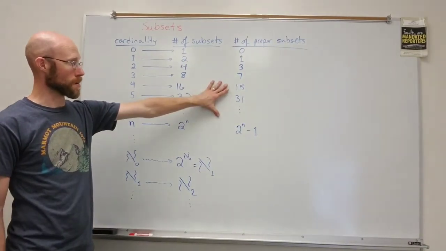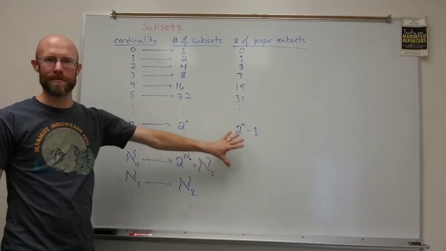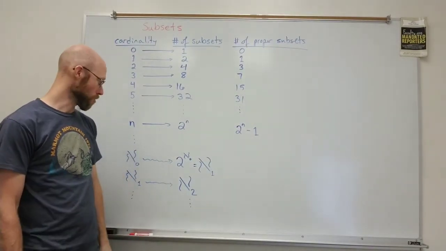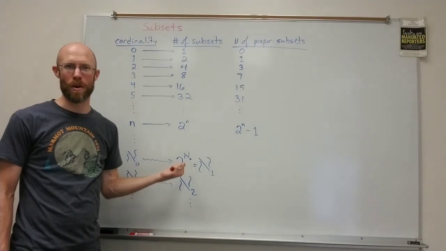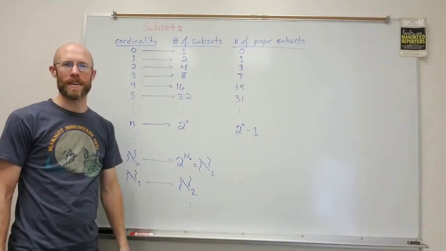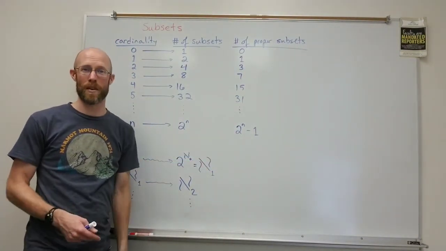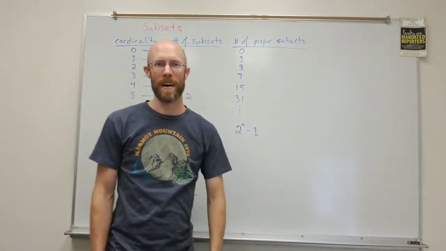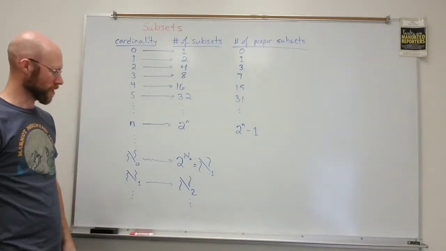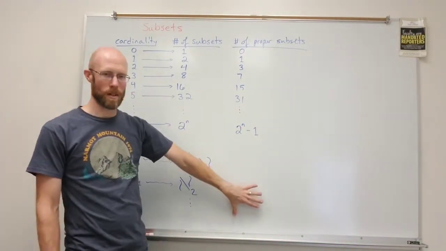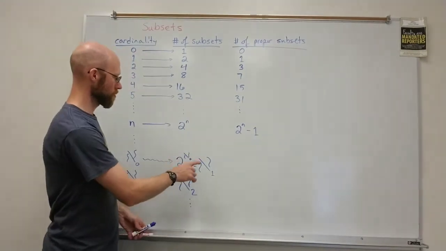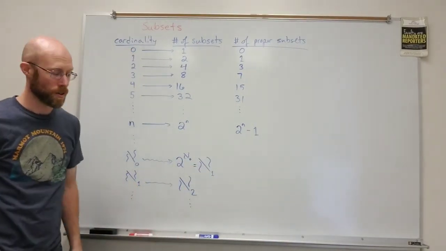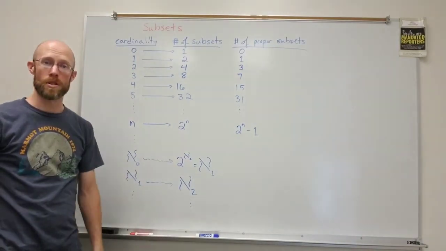Obviously, when you get into proper subsets, the subtracting of 1 doesn't really factor in anymore, because infinity minus 1 is still infinity, right? If you have all the natural numbers and you pull the number 1 out, you still have an infinite number of numbers. So it doesn't really change anything. You don't really worry about the difference between the subsets and the proper subsets. So anyway, some cool stuff there.